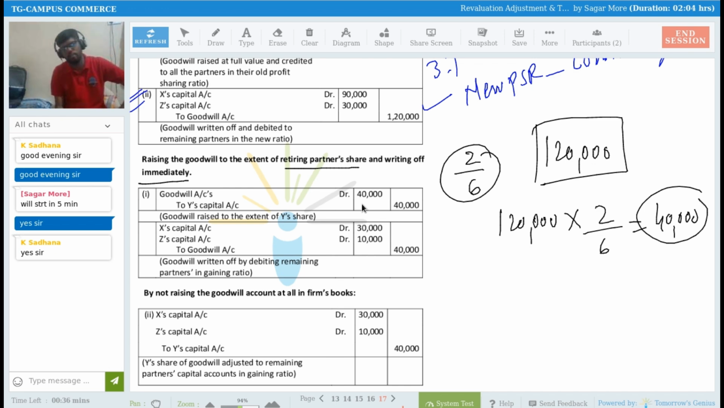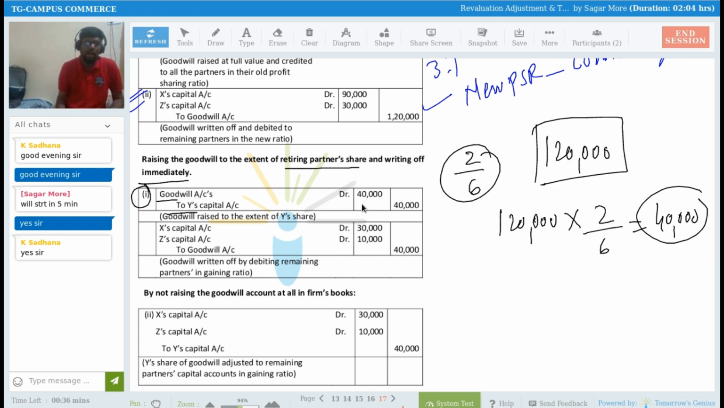So whenever you are raising goodwill by rupees 40,000, what are you going to do? You are raising only 40,000 rupees for the retiring partner. So you have to credit only the retiring partner's capital account. See here the entry: Goodwill account debit to Y's capital account. You have raised goodwill only for the retiring partner. So you have to debit goodwill account and credit Y's capital account for rupees 40,000. Right? Now they are saying you have to write it off immediately.